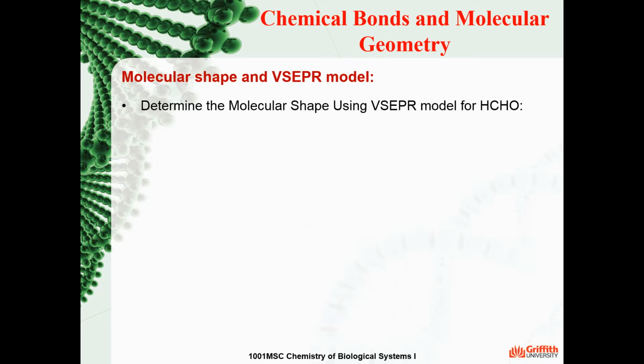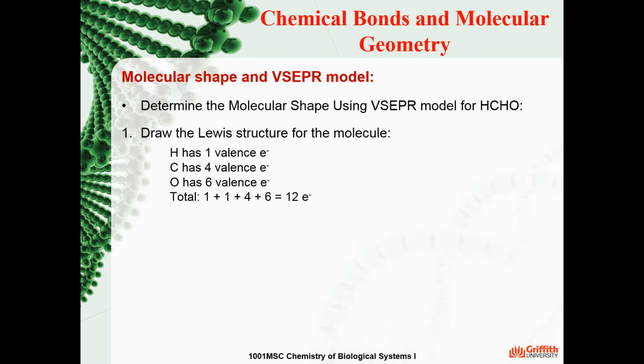The fourth example is to determine the molecular shape and polarity for HCHO molecule, or formaldehyde. The total number of valence electrons for this molecule is 1 plus 4 plus 1 plus 6, which is equal to 12 valence electrons. In this molecule it might be tricky to determine the central atom.